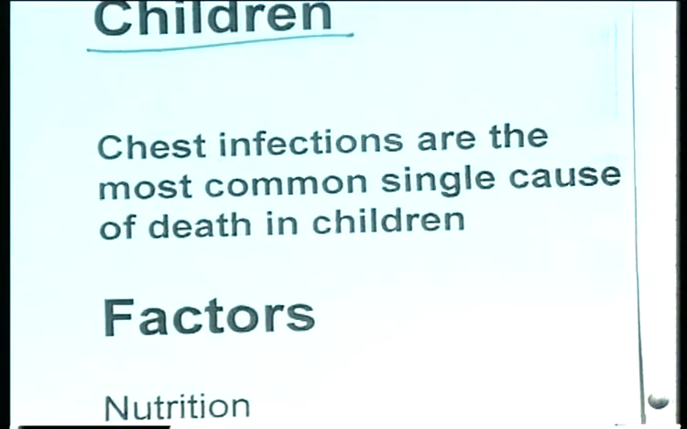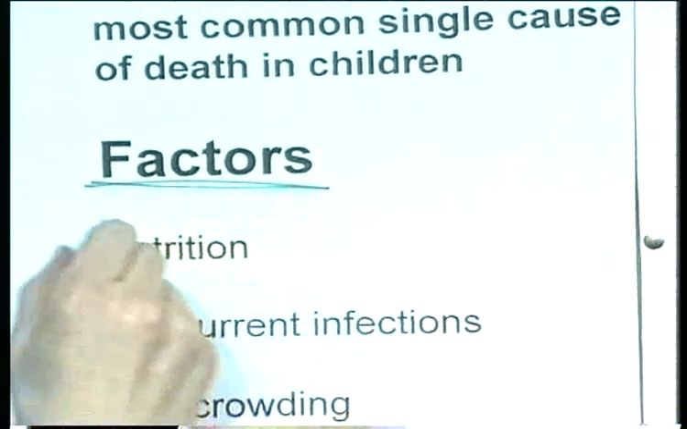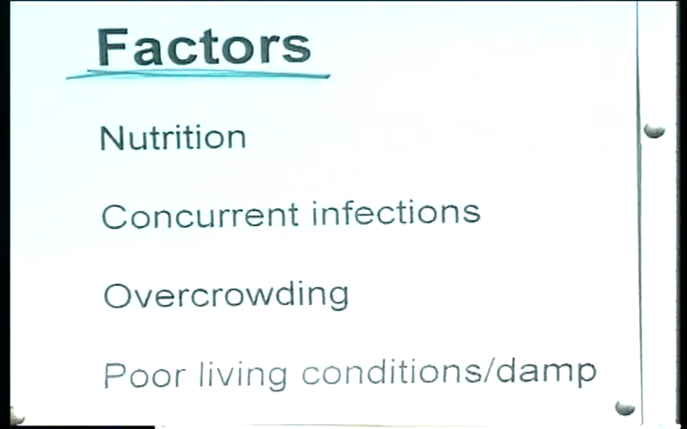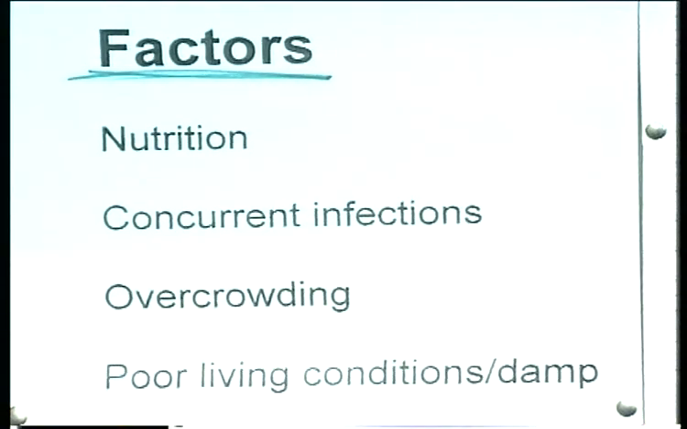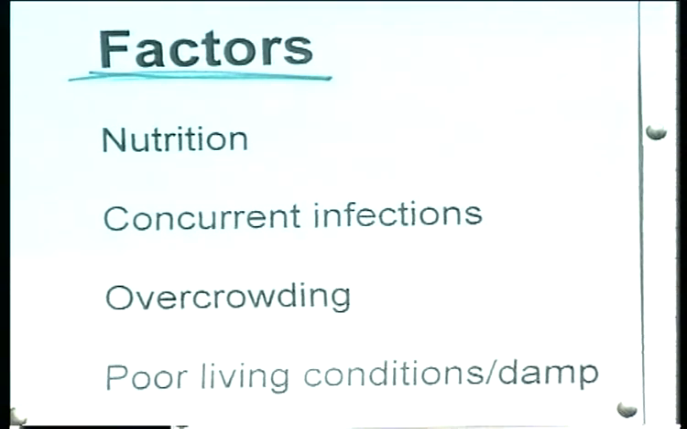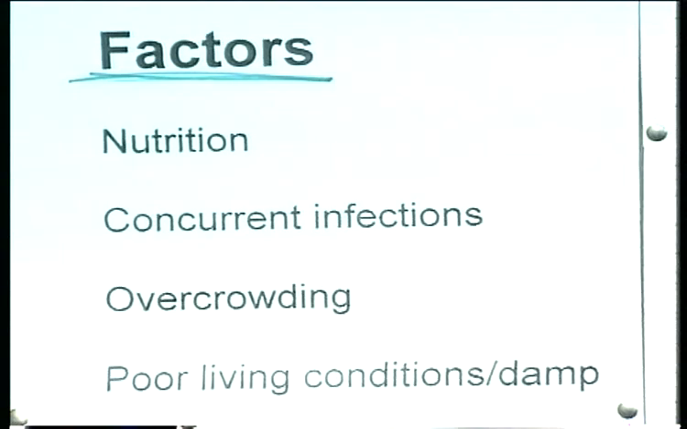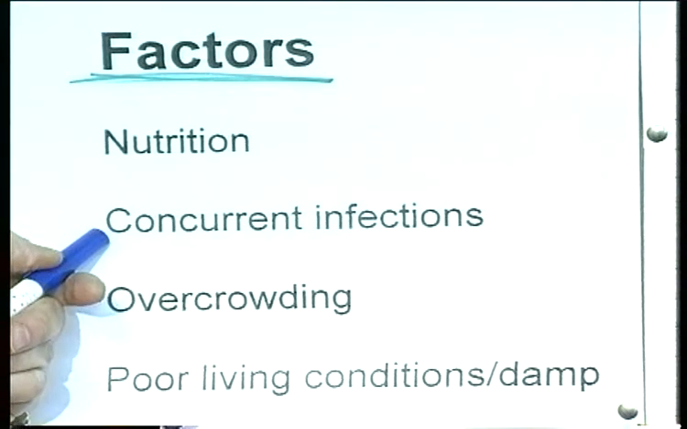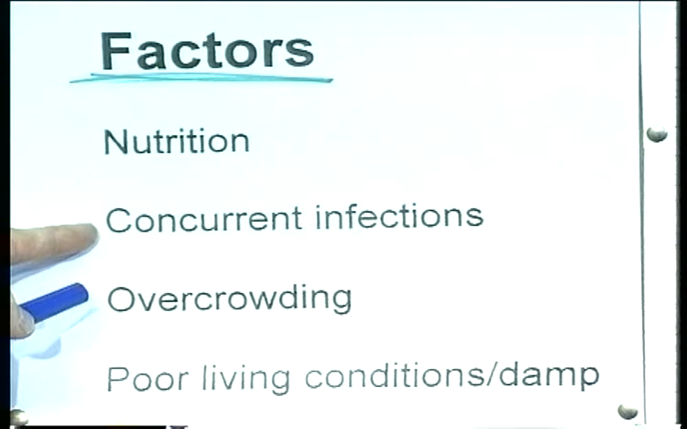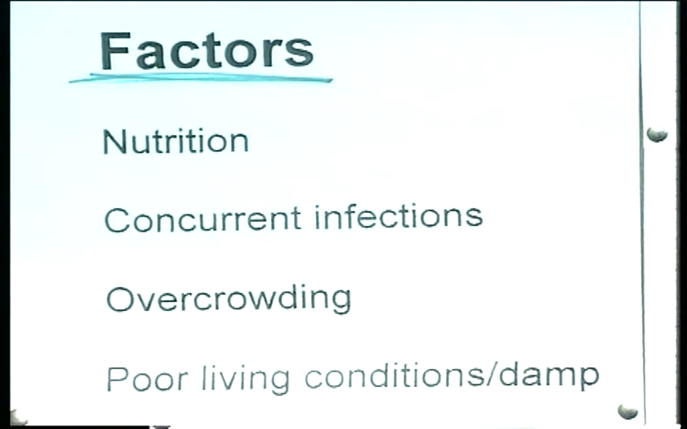So what are the factors involved in predisposing children to bronchitis and these chest infections, these potential life-threatening conditions? Nutrition. If the child is malnourished, then they're going to be immunocompromised. To have good immunity, you need to be well nourished. Other concurrent infections are going to predispose to bronchitis. It seems that the body is only good at fighting one infection at a time. If there's other infections in other places, then chest infections become more likely.